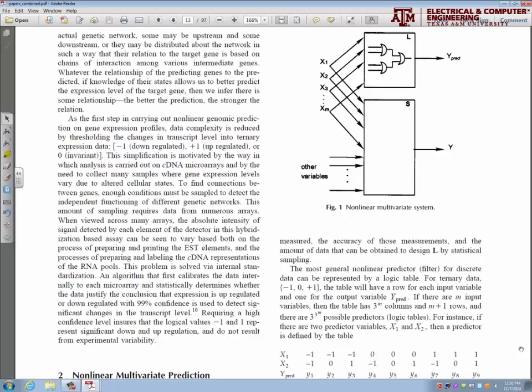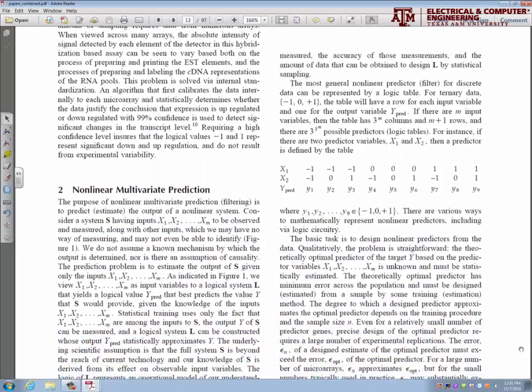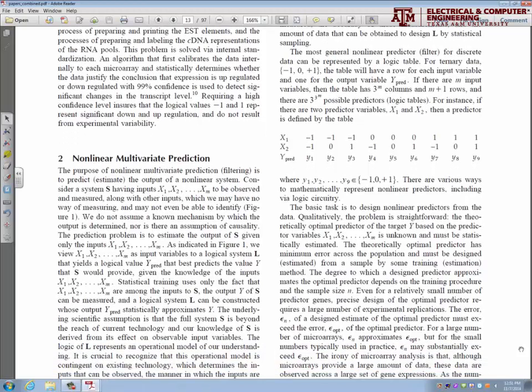So this paper basically deals with nonlinear multivariate prediction, and it is in a setting where you have ternary data. Because in the microarray, we have already seen you have the red channel, green channel. Red over green is almost one, the ratio. It's significantly higher than one, or significantly less than one. So there are three possibilities, and we will denote those by 1, 0, minus 1. So you want to come up with that kind of function.